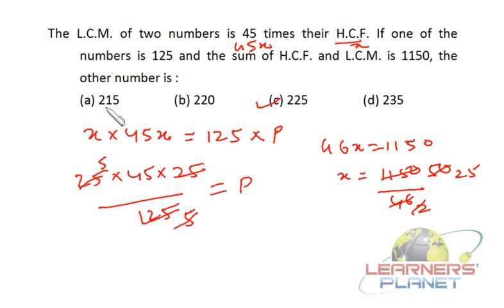So 5 6 7 8, it is not a multiple of 9. 5 6 7 and 2, it is a multiple of 9, and 5 6 7 8 and 2 10, it is not a multiple of 9. Okay, why have we done this? Since one of the numbers is 125, the other number must be a multiple of 9 to produce the LCM to be a multiple of 45. Okay, I hope you are clear.